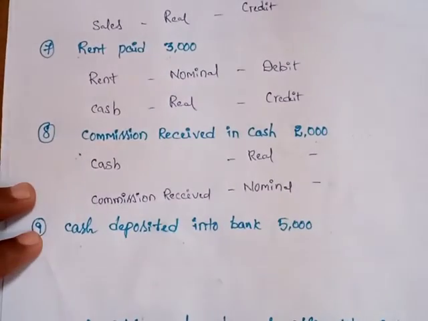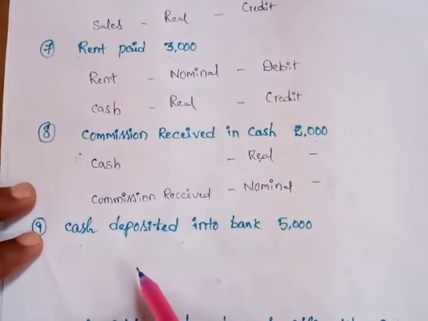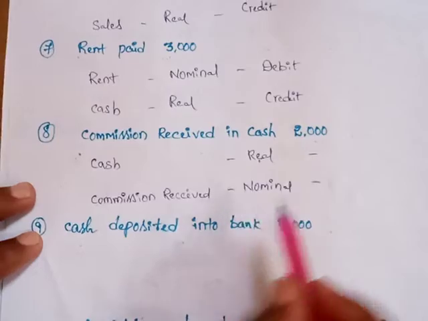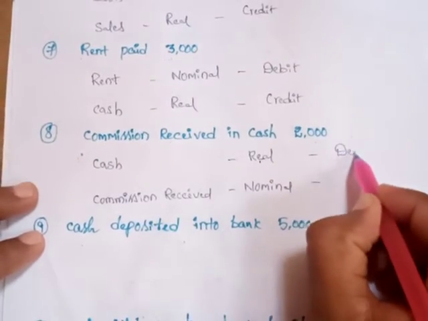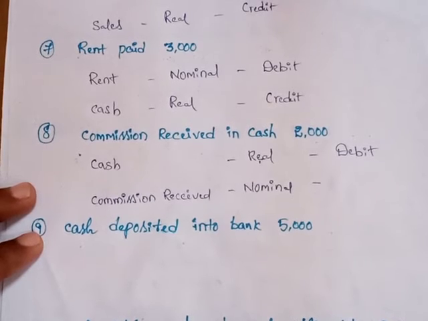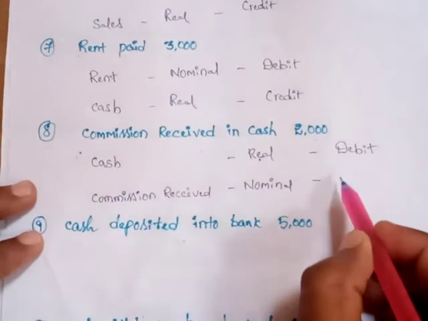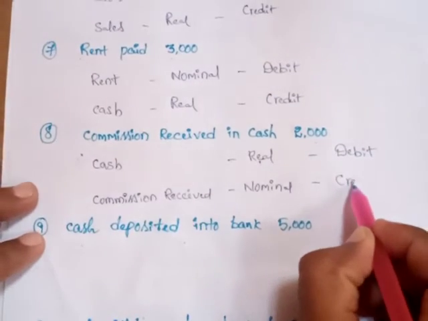So when we received commission, cash will come into the business. According to real account, what comes in? That will be debit. And commission received is an income. According to nominal account, incomes and gains will be credit.